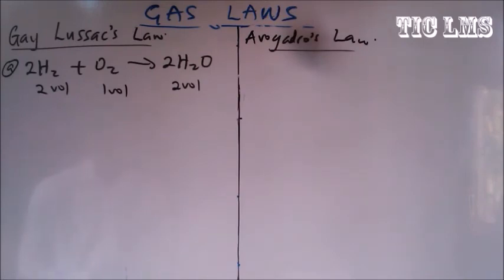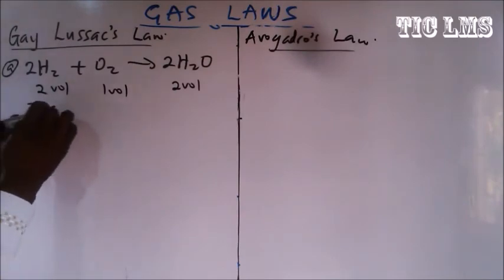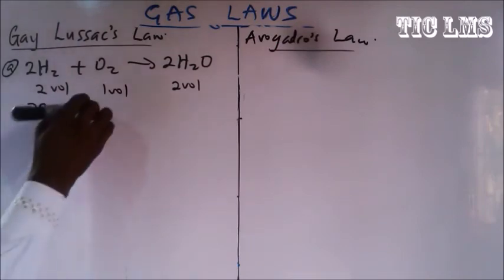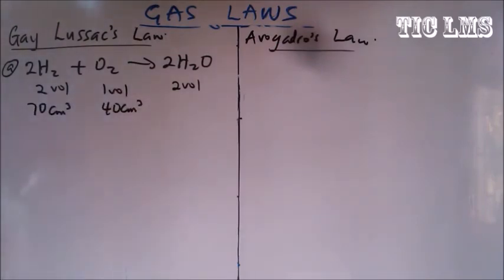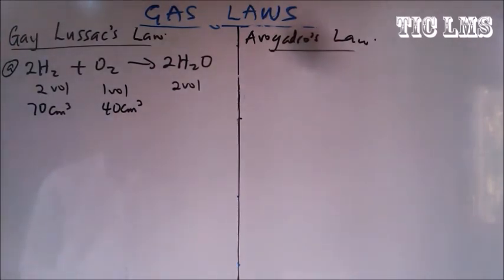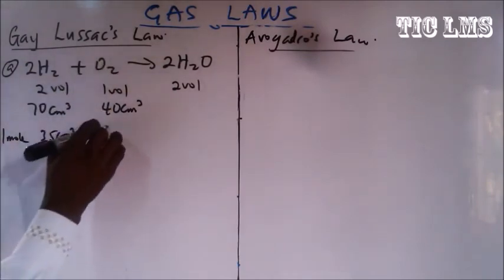Now, in this question, we're told that 70 cm cubed of hydrogen was made available and 40 cm cubed of oxygen was made available. So 70 cm cubed was made available for hydrogen, and then 40 cm cubed was made available for oxygen. This is the question. But the reacting mass is going to have the simplest ratio. Now if you consider 1 mole of hydrogen gas, 1 mole of hydrogen gas is 35 cm cubed, and then 1 mole of oxygen here is 40 cm cubed.